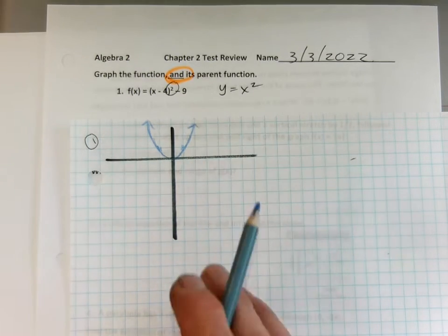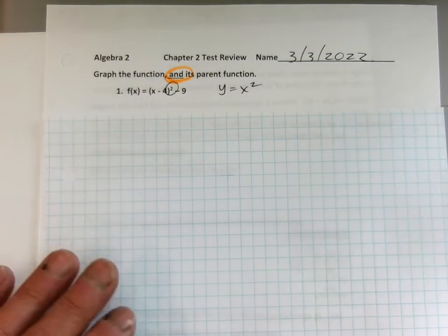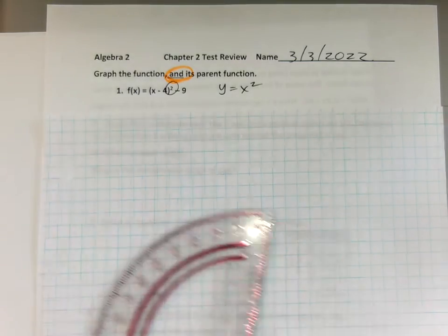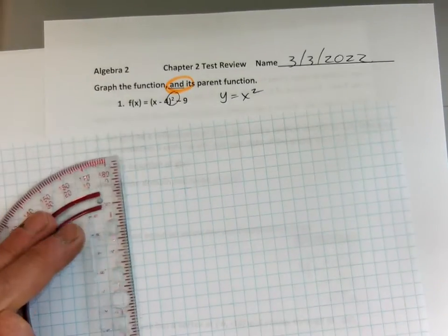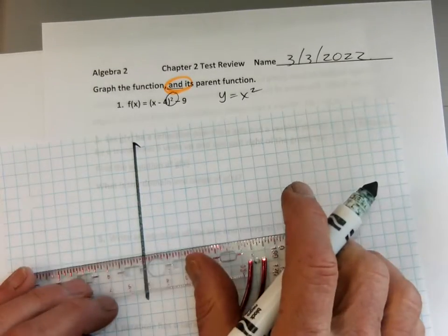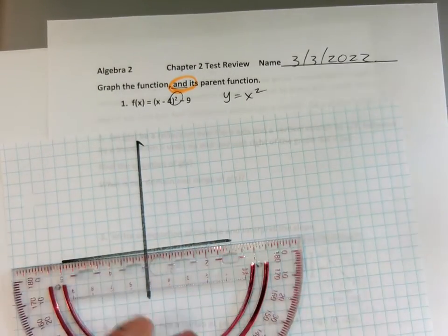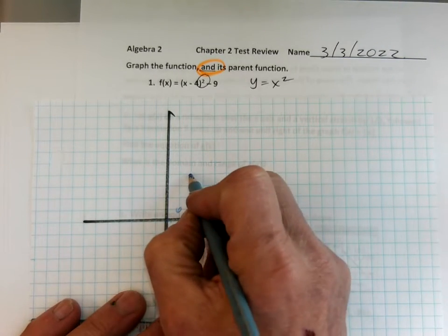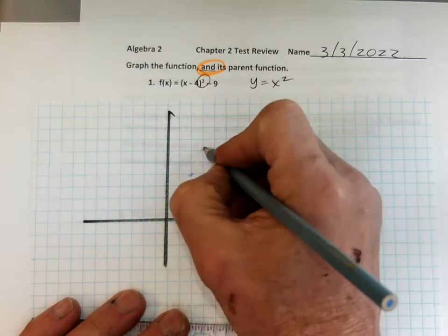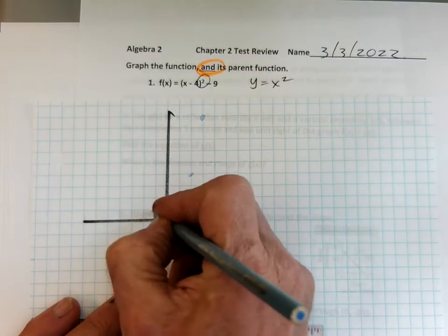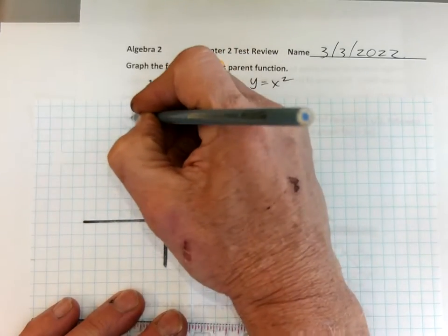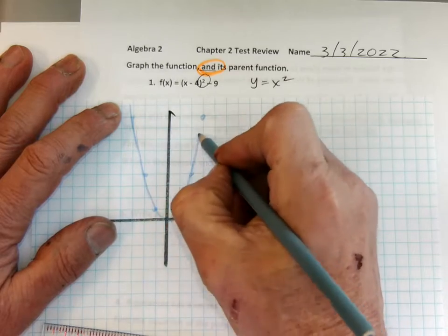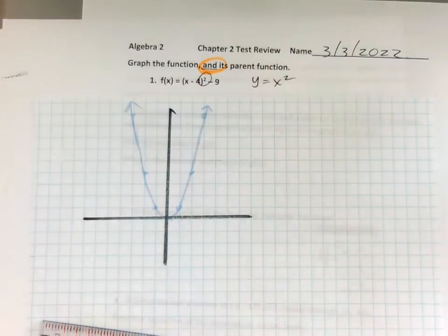I probably could have graphed this. You know what? I've got time. I'll just do it again, so we see all of it. Let's do it better. There we go. All right, so 1 squared is 1, 2 squared is 4, 3 squared is 9. We know it's symmetrical with the y-axis. And there's my parent function. Now, no one should miss this problem because there it is, right? Agreed?